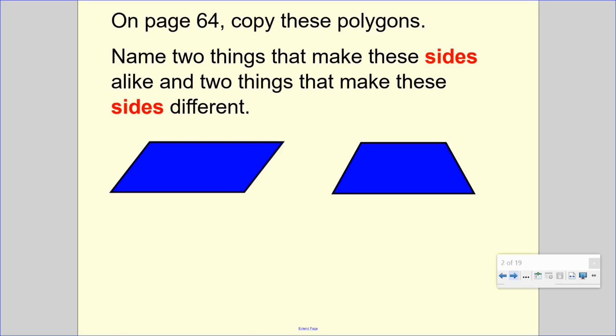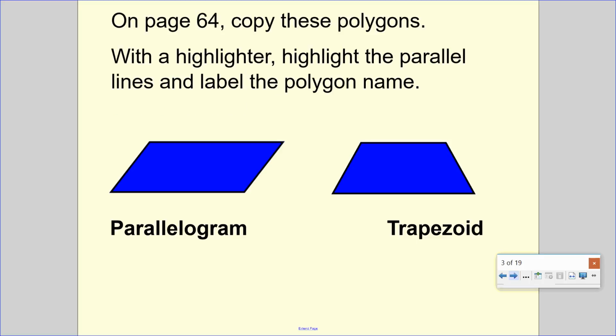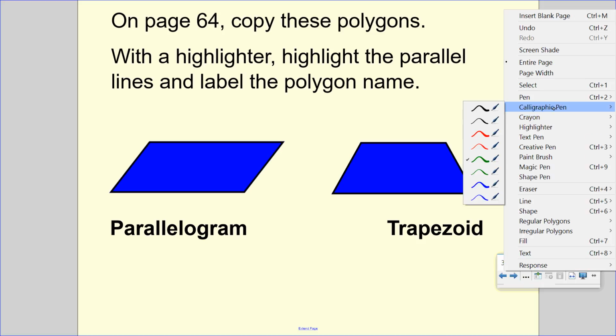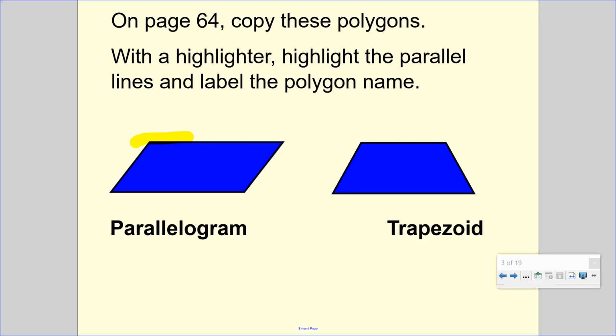So we have 2 shapes here. We have a parallelogram and we have a trapezoid. What can you tell me about the sides of a parallelogram and trapezoid? Well, first of all, you can say they have 4 sides. But let's look deeper into this. Look closely at the lines. Do you see a parallel line?